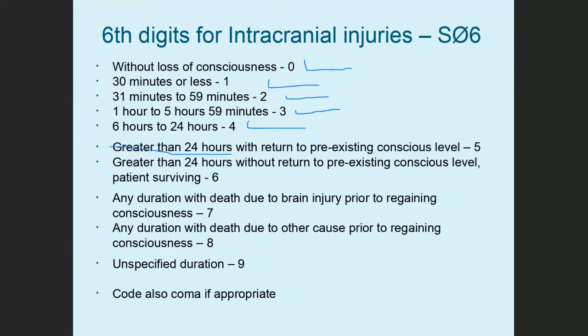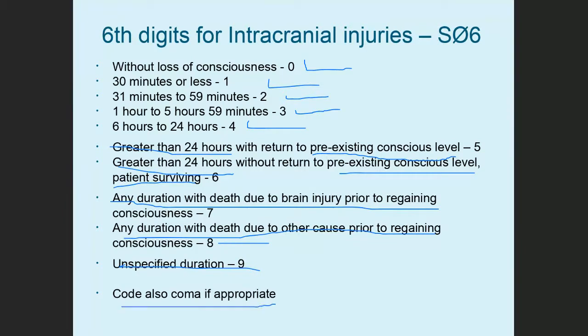More than 24 hours, but the patient returned to consciousness. That's a 5. Greater than 24 hours, the patient did not return to pre-existing conscious level, but the patient is surviving. That's a 6. Any duration with death due to brain injury prior to regaining consciousness is a 7. Any duration with death due to other cause prior to regaining consciousness is an 8. Unspecified duration is a 9. And it tells you code also coma if appropriate.